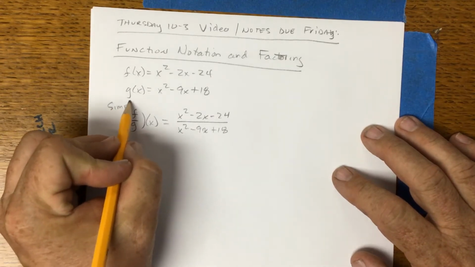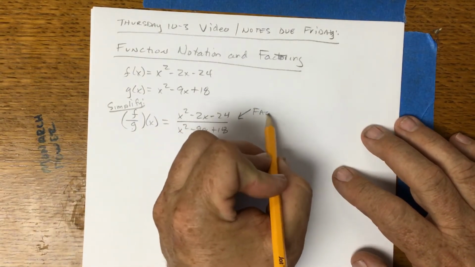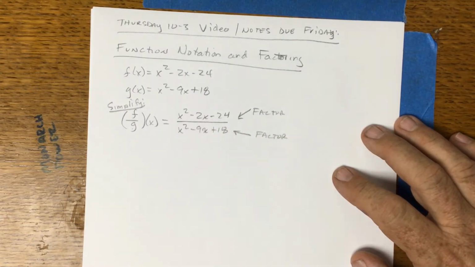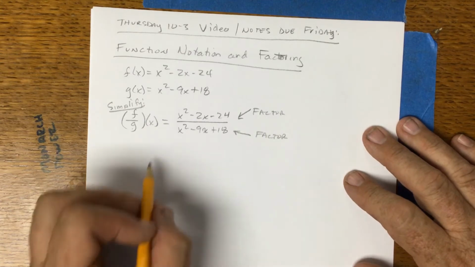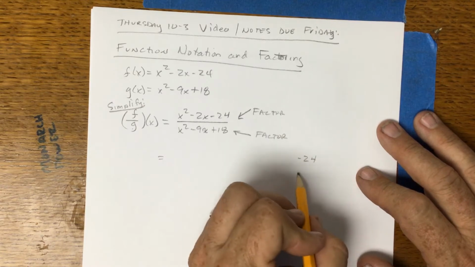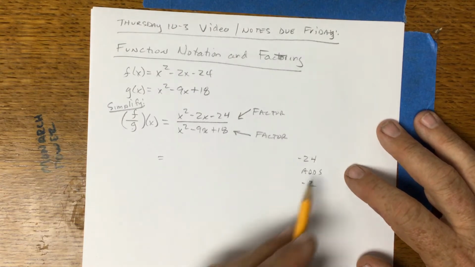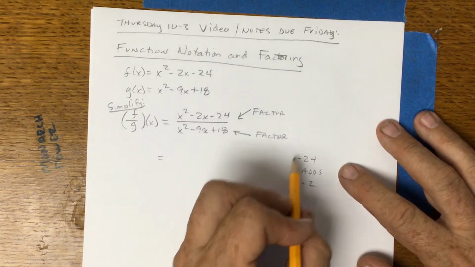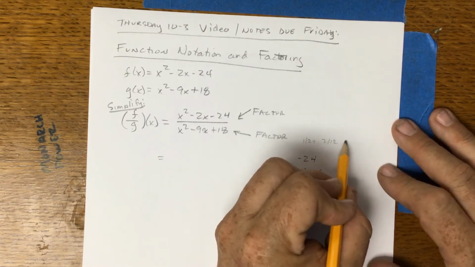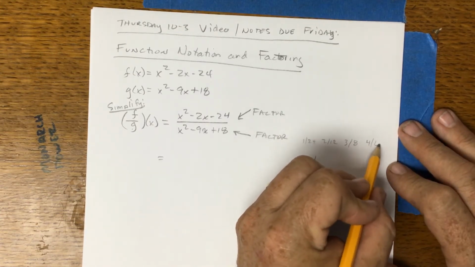And then they want us to simplify it. So if we go to simplify this, we're going to have to factor this one, and we're going to have to factor that one. So off to the side here, we look at this and say, okay, what multiplies together to make negative 24 but adds to make negative 2? You've got to run through all your factors. You've got 1 and 24, 2 and 12, 3 and 8, and 4 and 6.